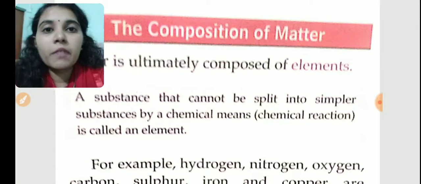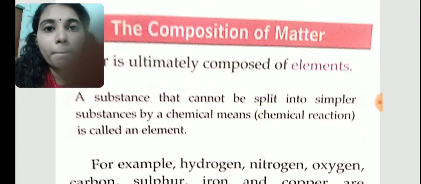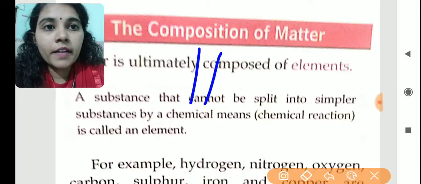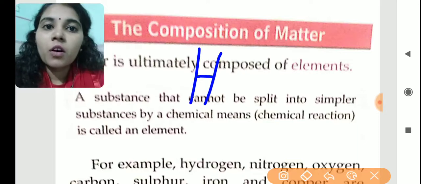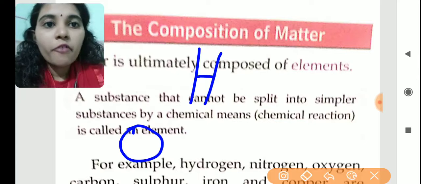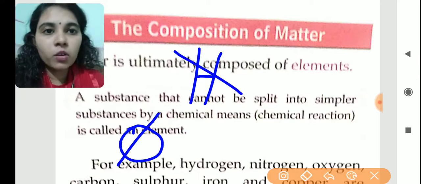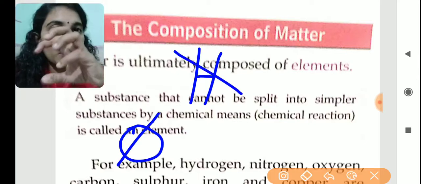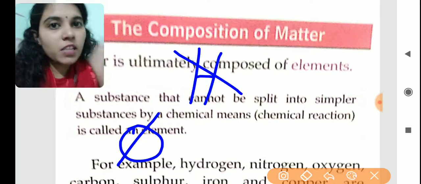For example, I will show you one example here. Hydrogen, it is an element. Okay, hydrogen is an element. Then oxygen, O, is an element. We cannot split it into two halves, or we cannot separate it again. This is the smallest part.